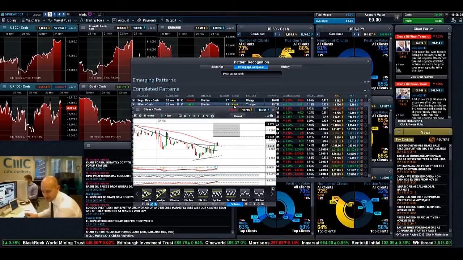So you might get a 1 or 2 star pattern, but it still will be worth having a look at, because this means that a lot of the other technical indicators might just be neutral.